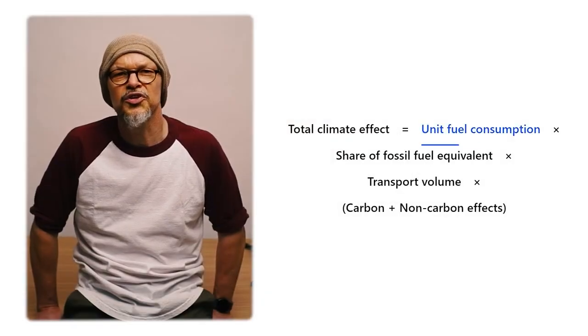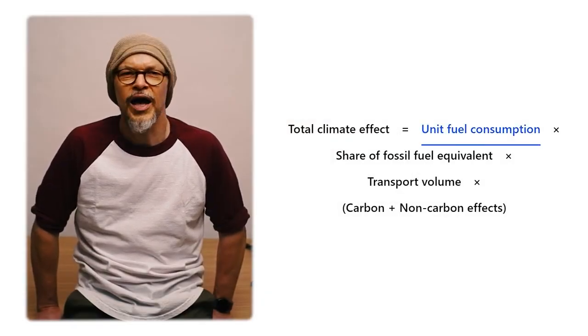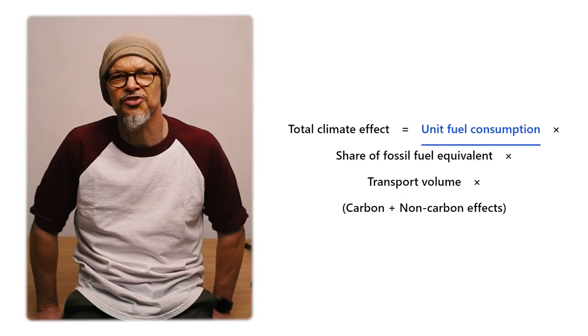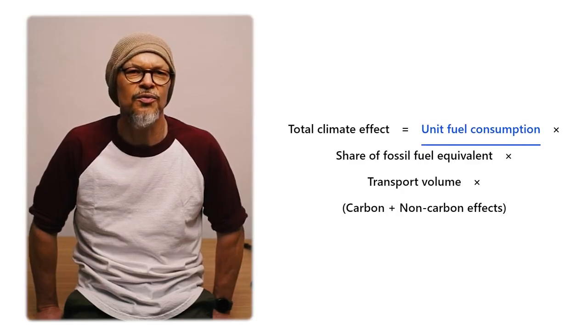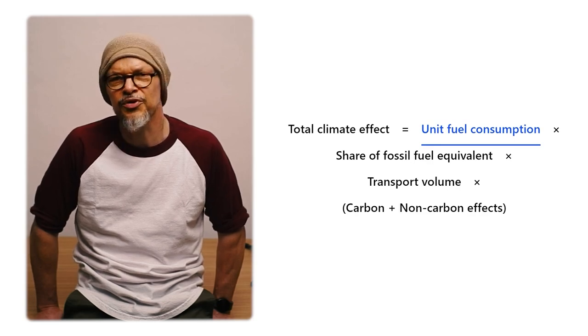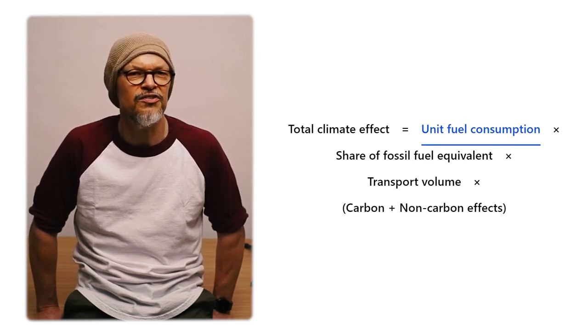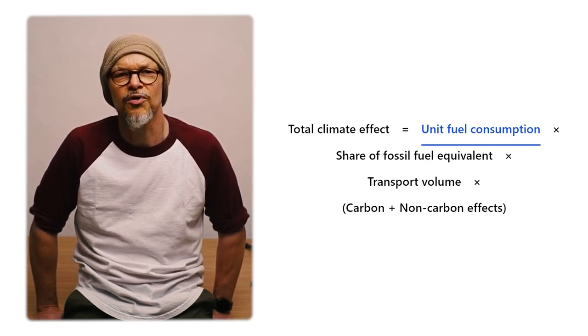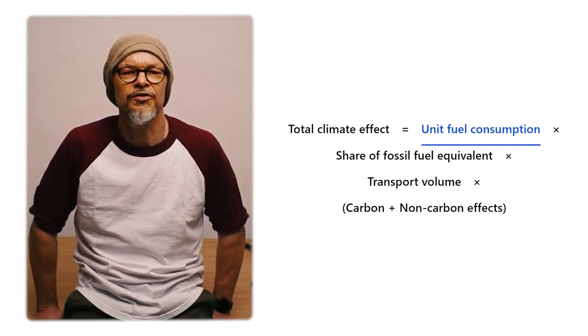The first factor is unit fuel consumption. How much fuel is required per passenger or per ton of cargo? If aircraft become more efficient, if ships improve their engines, or if fleets are modernized, this number falls. That reduces emissions regardless of the fuel type.